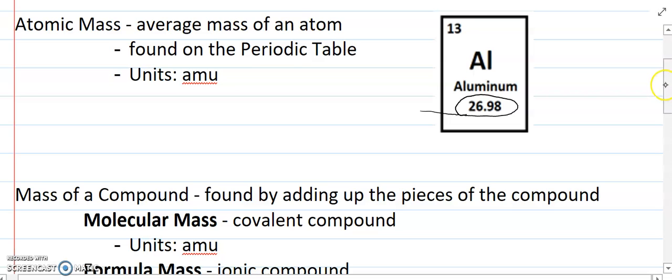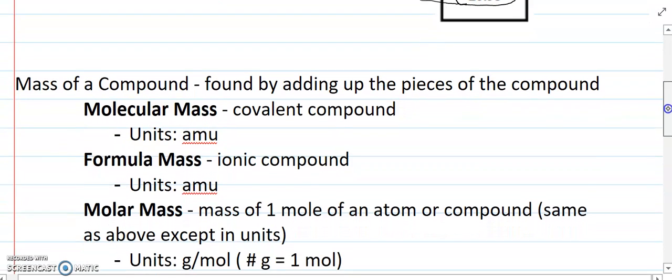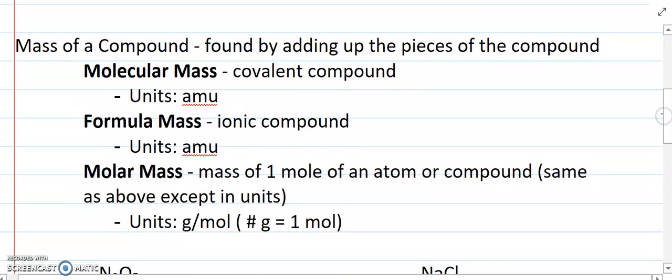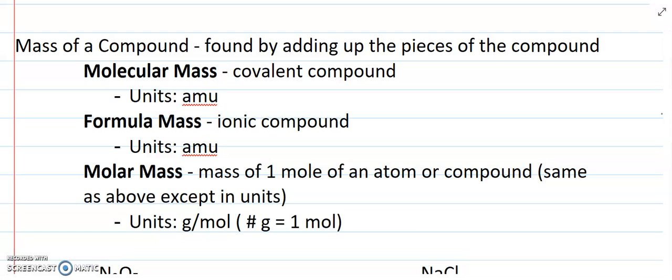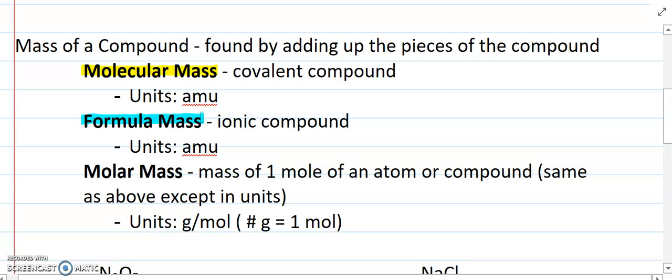But in chemistry, we can also find the mass of a compound. And the mass of a compound can be found by adding up all the pieces of the compound. Sometimes you're going to run into different names for mass of a compound. You will run into molecular mass when it's talking about the mass of a covalent compound. Units for molecular mass are going to be in AMU. We'll talk about formula mass if we're talking about an ionic compound. Again, we just add up the pieces and its units are going to be in AMU.